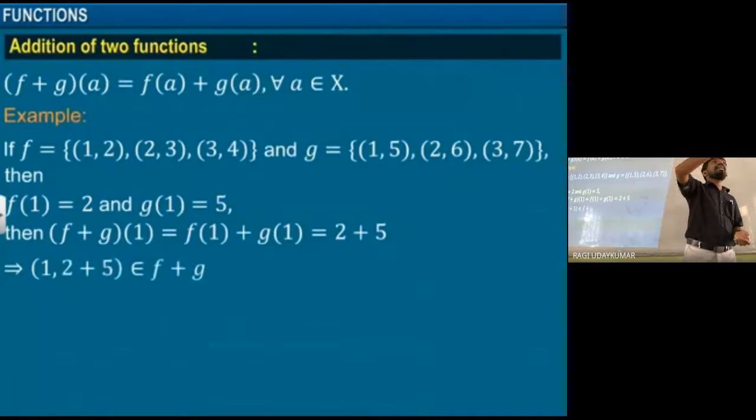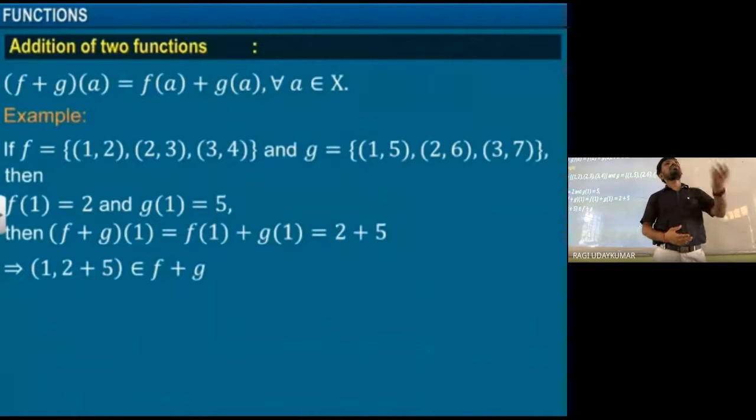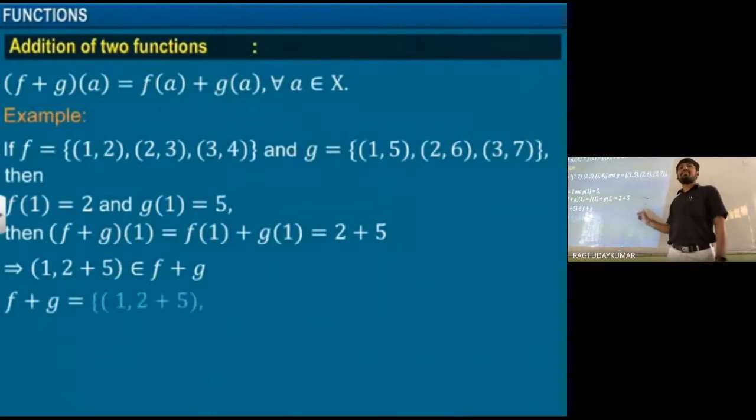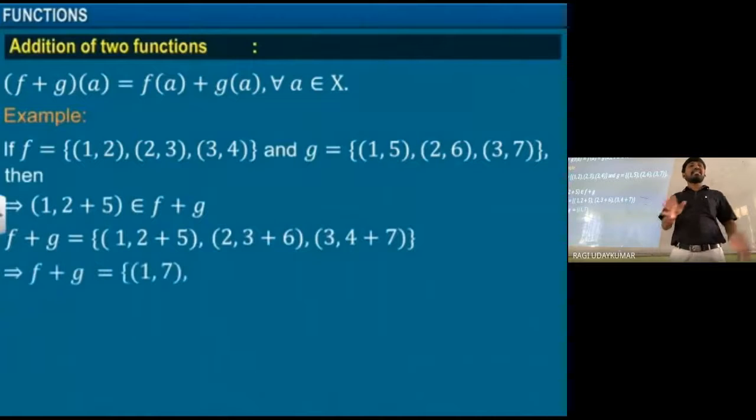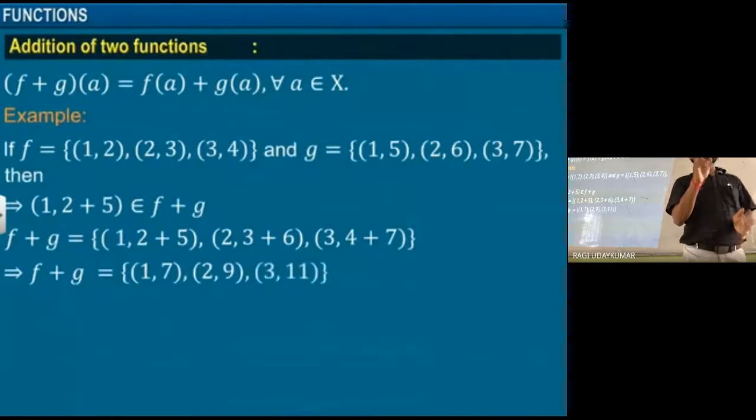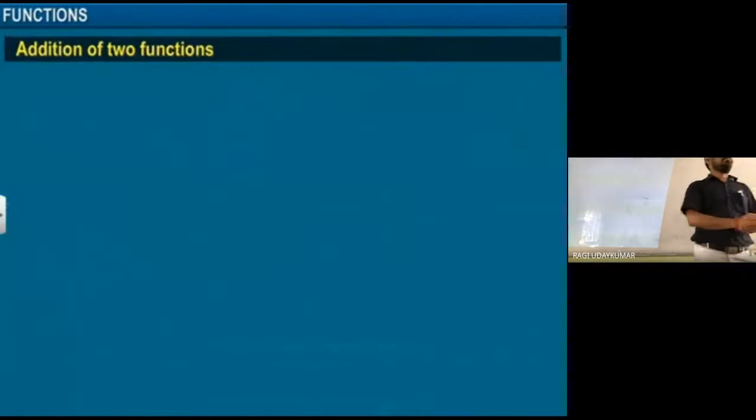F plus g is also a new function. Sum of the two functions is a new function. So that function is going to have the elements (1, 2 plus 5), (2, 3 plus 6), (3, 4 plus 7). समझ में आया ना? First element should be same here, and addition of both the functions is possible only if they have the same domain.